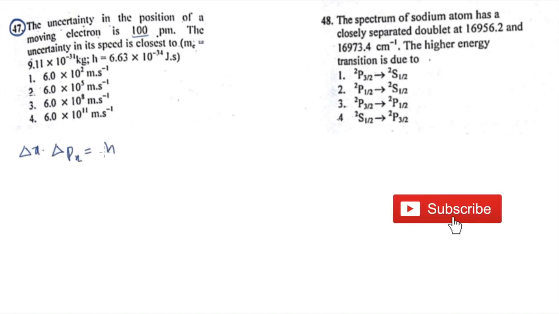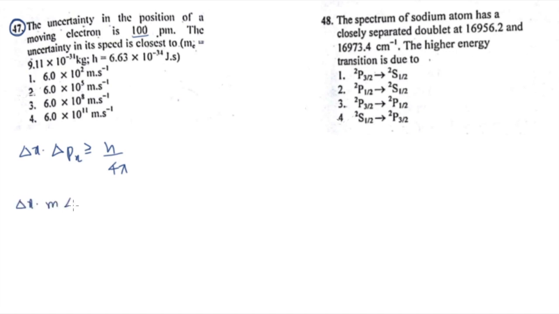Now we'll use the Heisenberg uncertainty principle to solve this. It says that delta x into delta px is greater than or equal to h upon 4 pi. That's what the Heisenberg uncertainty principle tells you. Now this momentum px is your momentum in the x direction. You can write it as the product of mass and velocity, so you have delta x into m delta v, which is greater than or equal to h upon 4 pi. So you need to find out delta v, this is what you need to calculate.